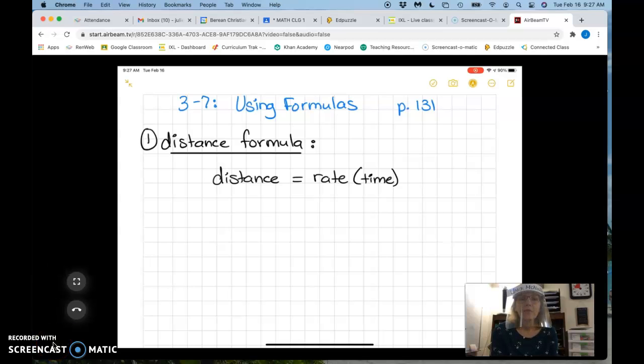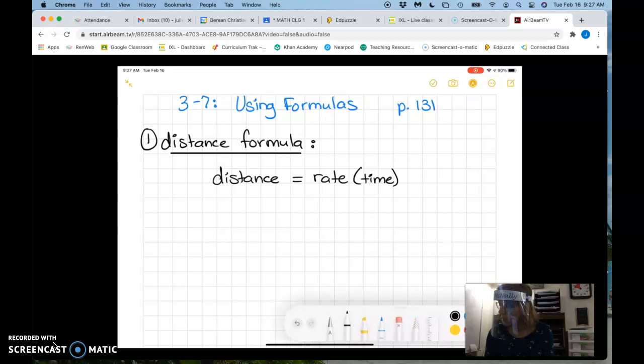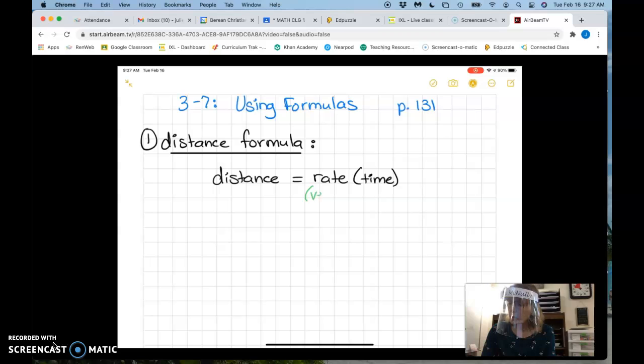All right, so this is our first formula for this section on using formulas. The distance formula says distance equals rate times time. Another word you need to be a little bit familiar with is sometimes instead of rate, you're going to see the word velocity. Rate and velocity all have to do with speed, like how fast is something traveling. And so you might see either one of those words.